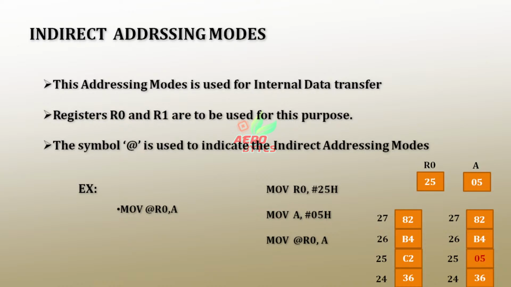Then next, MOV F0, @R1. Here the R1 value is taken as an address; go to that address and take the value to transfer to F0, that is the B register. This instruction is known as indirect addressing mode.